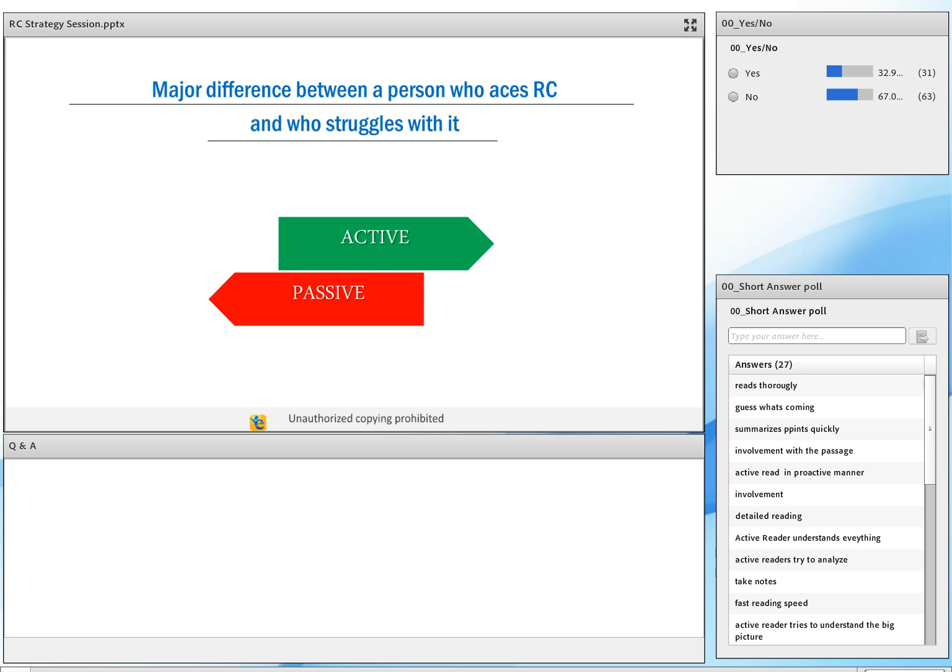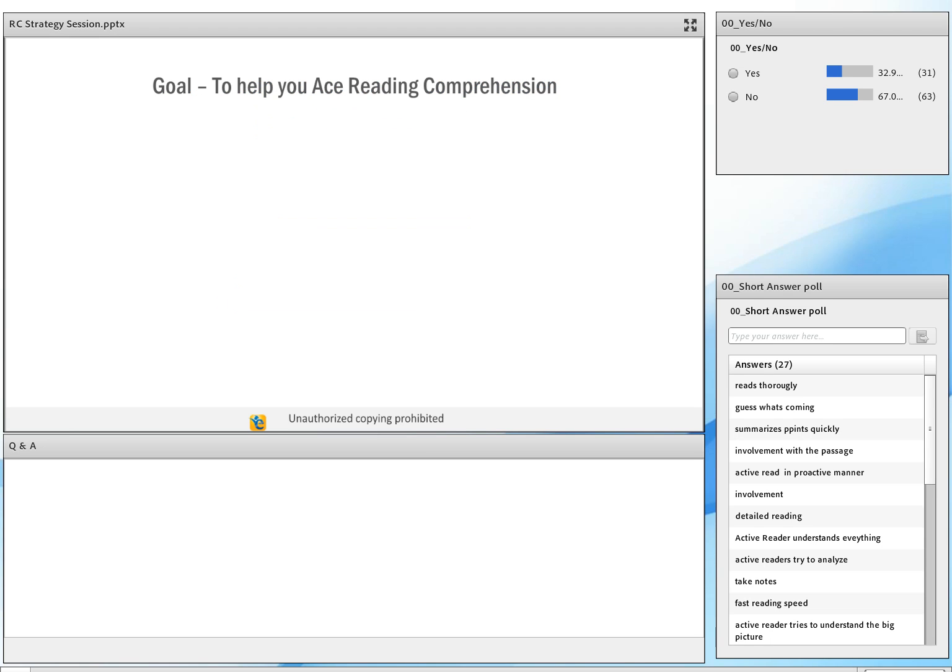Okay, and that is why a passive reader does not do well in RC, whereas an active reader does really well in RC. And that is something I'm going to concentrate on in this session. How is it that you can turn into an active reader? Okay, it's a choice, but it is a very conscious choice, because along with that choice comes a bunch of other things that you absolutely need to do, and that is what we're going to talk about in this session, because that is one thing that will help you ace reading comprehension.